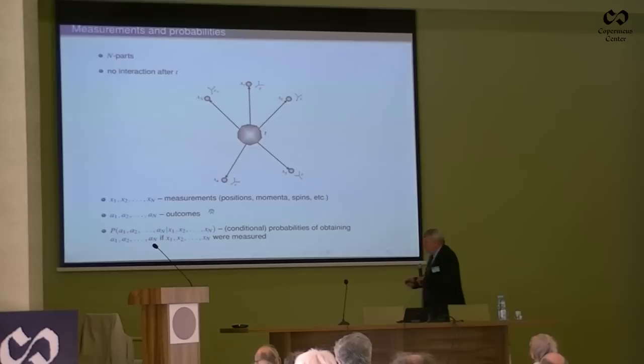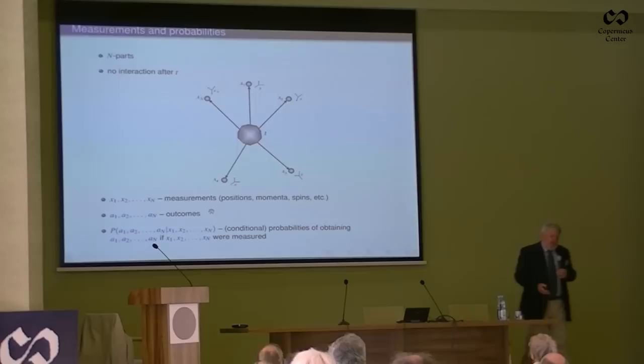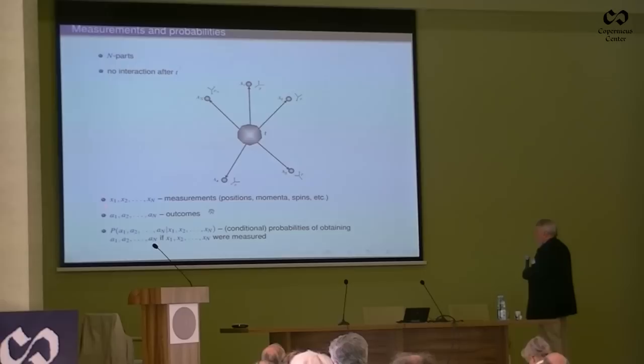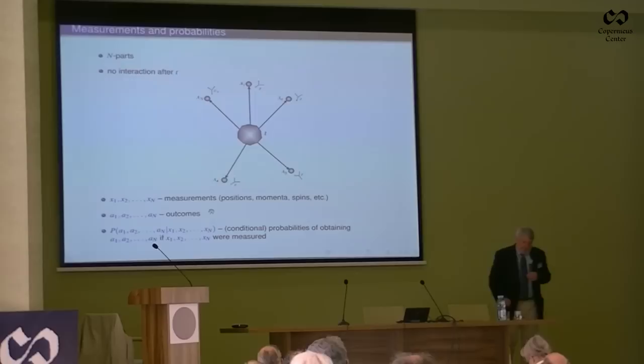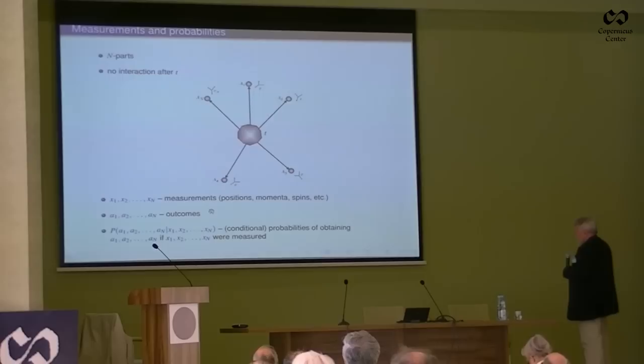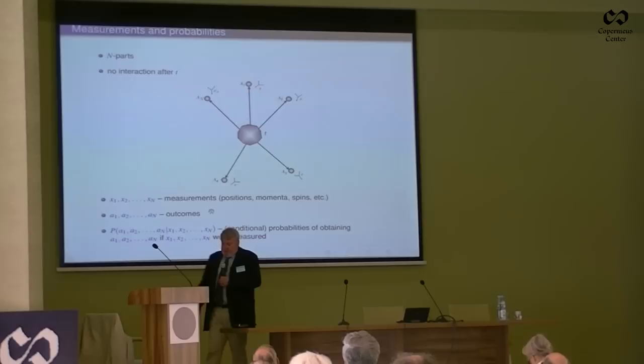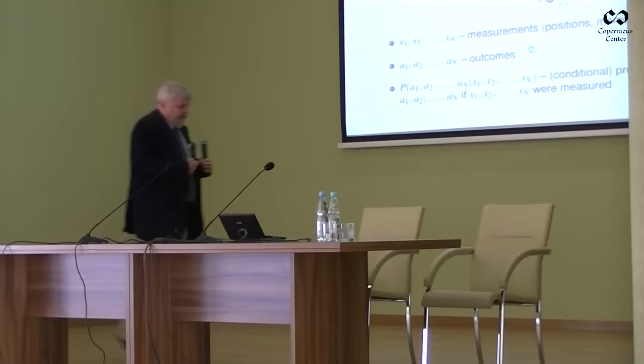So you can, for example, measure the projection of the spin on some particular axis, okay? So in quantum mechanics, I would think about this x1 as some kind of projection operator, and a1 are the possible outcomes of this measurement. You know that if this is spin 1/2, the possible outcomes are plus 1/2 or minus 1/2, and the choice of units is completely arbitrary. What is important for this setting, maybe not important but simplifying, is that everything is discrete.